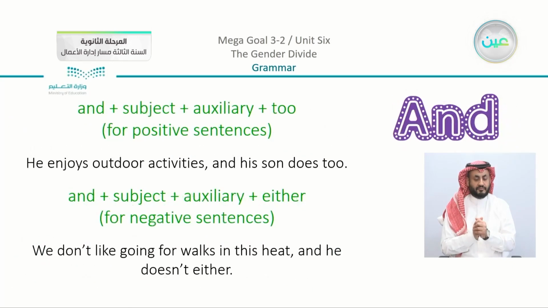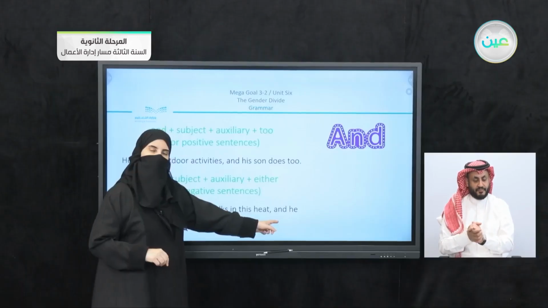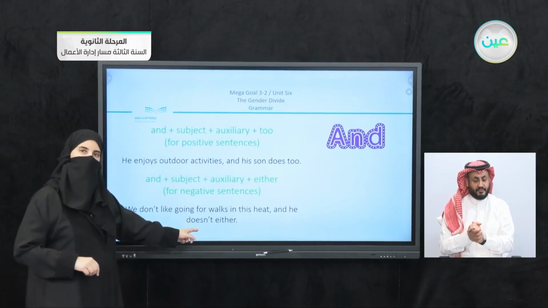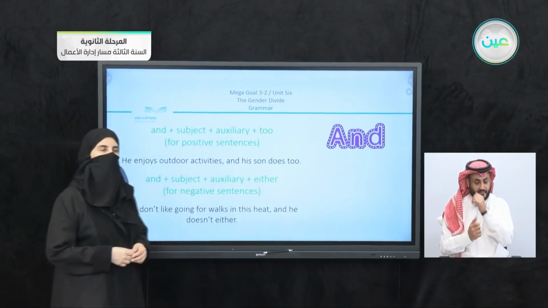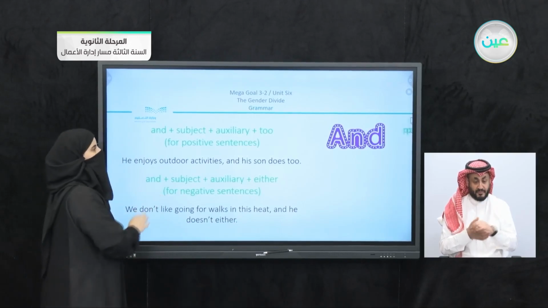Also, we have and. Now, and can be used for positive sentences, where we use too, and we can use it for negative sentences using either. So let's just read the examples. He enjoys outdoor activities, and his son does too. So this is positive. We have the second sentence. We don't like going for walks in this heat, and he doesn't either. So you can see that we have here the connector and. We have after that doesn't, auxiliary, and at the very end we have either. So note that we have here negative.